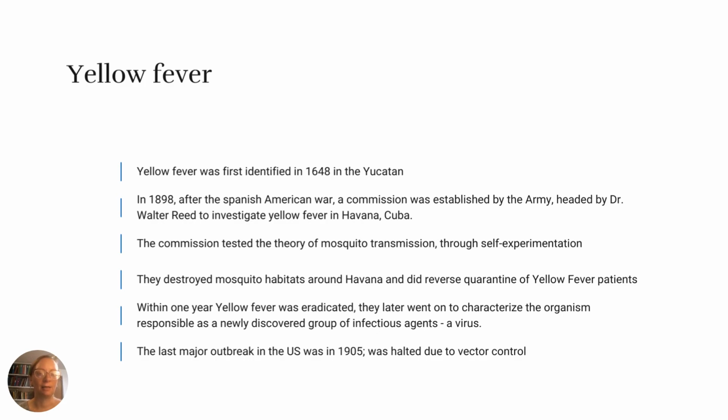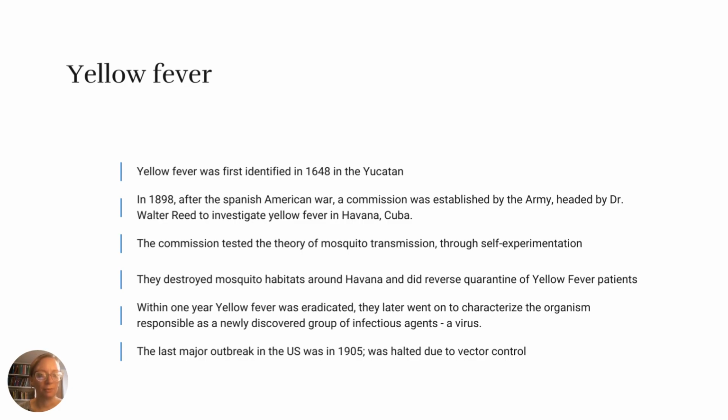The commission tested the theory of mosquito transmission, which was a completely novel idea at the time, through self-experimentation, which means 2 of the men on the commission allowed themselves to be bitten by infected mosquitoes. Both of them became ill with yellow fever, and one of them died of yellow fever. So that was enough evidence for them to take action in Havana, Cuba, to try to contain the infection.